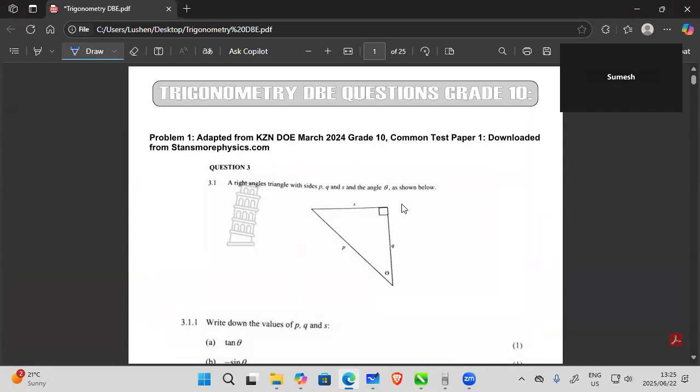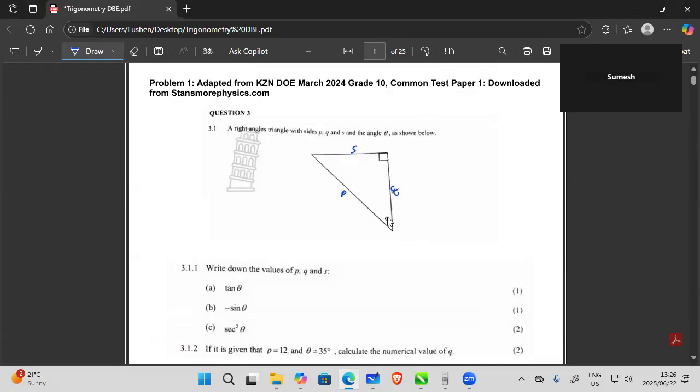See, here we're given a triangle that's just randomly in space. There's no Cartesian plane. So let's do this. There's theta here, this is P, that is S, and this is Q. If I'm looking at this now, I'll say, tan of theta is what? Opposite over adjacent, so SOH CAH TOA, it's opposite over adjacent, which is equal to S over Q. Sine of theta is what? Opposite over hypotenuse, so S over P, but that minus sign there has to come there.